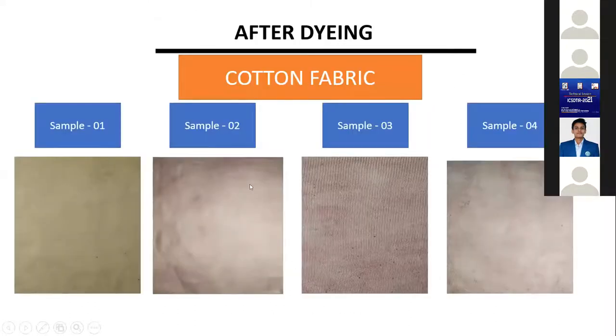Here is the after-drying effect for cotton fabric. Sample 1 temperature is 80 degrees for 60 minutes. Sample 2 temperature is 60 degrees for 30 minutes.